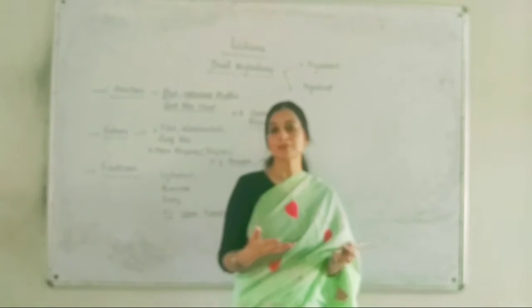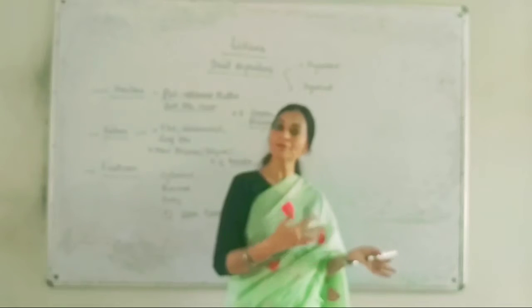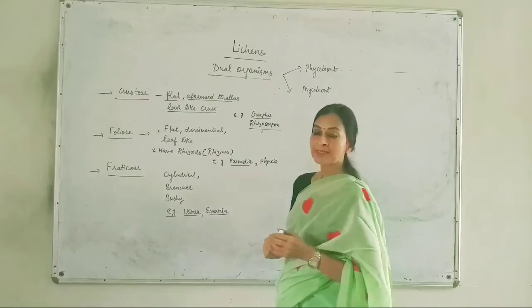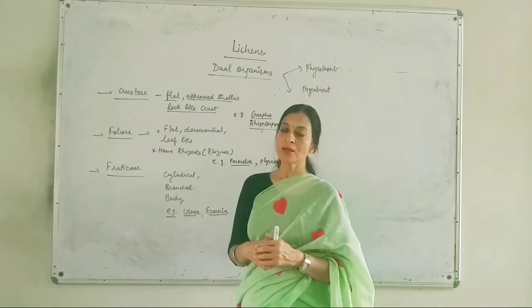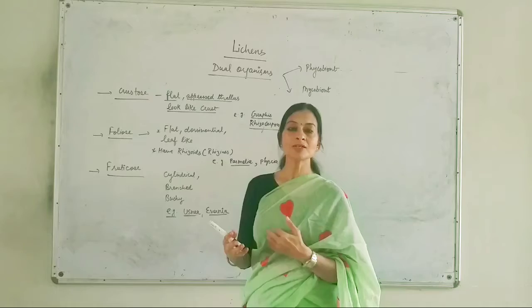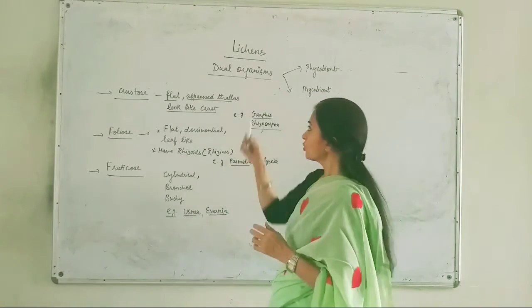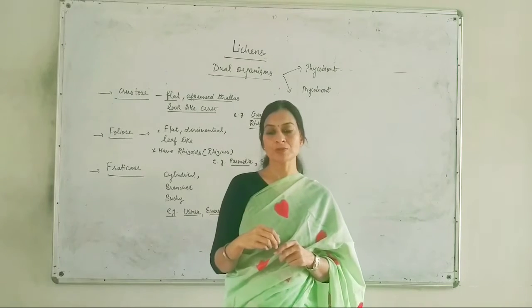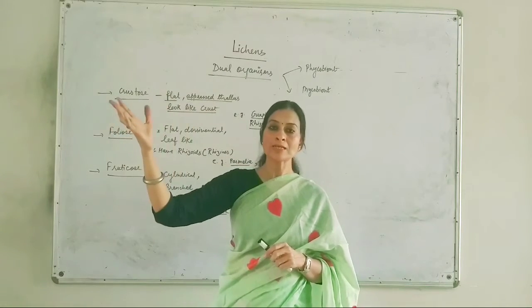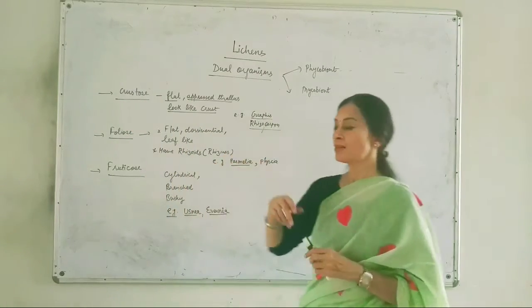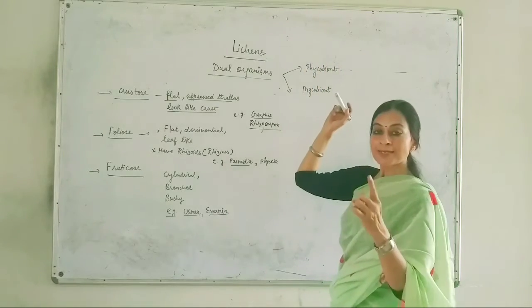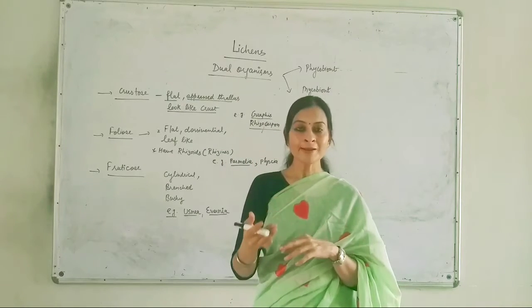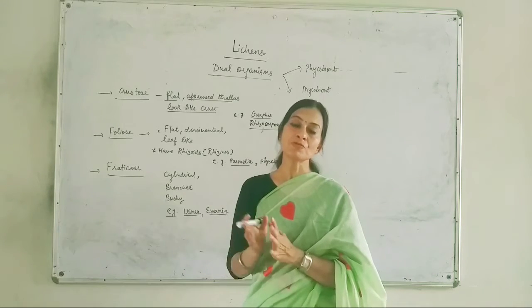Now what type of benefit does algae get from the fungus, and what type of benefit does the fungus get from the algal partner? First of all, let's talk about the algae. Algae, you know, are photosynthetic organisms. They can capture sunlight and convert that solar energy into organic food. So the algal partners are autotrophic in nature, but fungi are heterotrophs. They have to depend on other organisms for their nourishment. So in this association, algae provides food. It performs photosynthesis, makes organic food and provides it to the heterotrophic fungi.